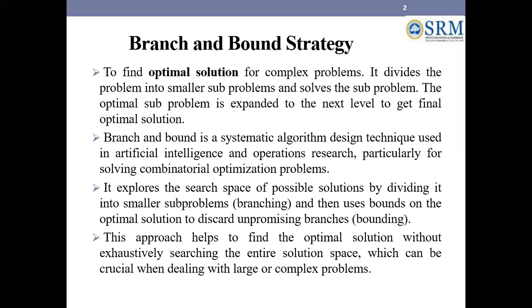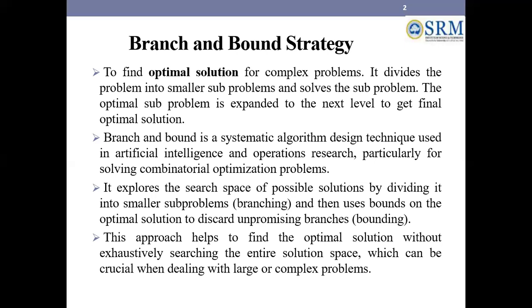Here, this is a systematic design technique used in artificial intelligence, operational research, and mainly used for solving combinatorial optimization problems. Here, it explores the search space of all possible solutions by dividing into smaller number of subproblems, that is called branching. Then it uses bound on the optimal. Bound means either maximum value or minimum value. That is selected for expanding to the next level. It is called bounding.